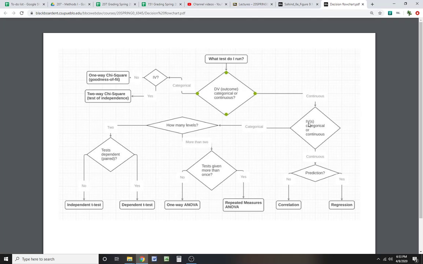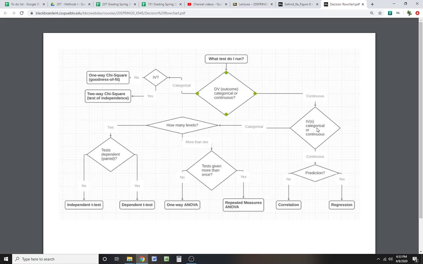Now you look at your IVs. Is your IV categorical or is it continuous? If your IV is also continuous, you go down here and you ask yourself, am I making a prediction or not? If you're not making a prediction, then you're doing a correlation. If you are making a prediction, you're doing a regression. So go back up here.